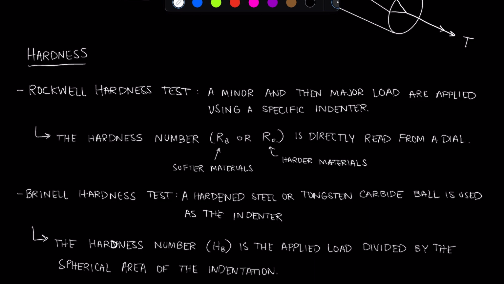Keep in mind that this is a correlation. It gives you an indication of the ultimate tensile strength, but it does not give you an exact number or an exact measurement. Another thing to keep in mind is if someone tells you the hardness number of a material, you need to know whether that's a Rockwell hardness or a Brinell hardness. And if it's a Rockwell hardness, you need to know, is it Rockwell B or Rockwell C? That does make a difference.